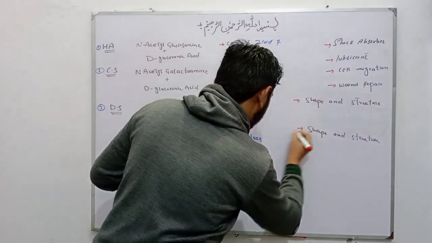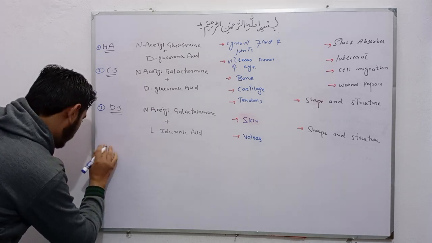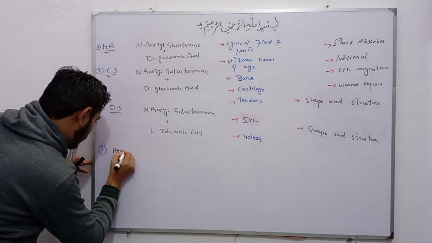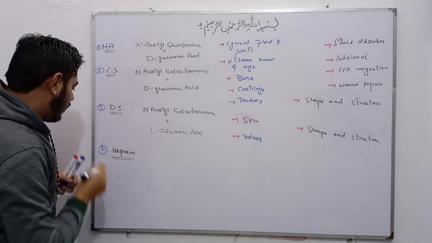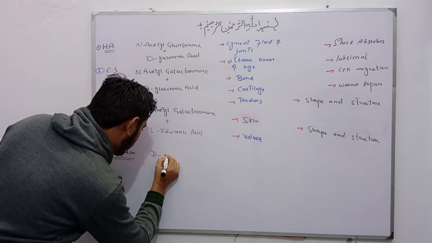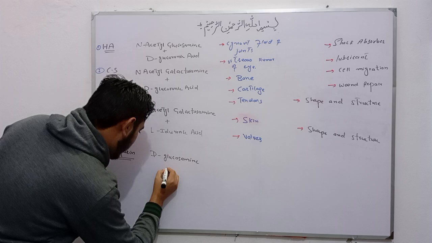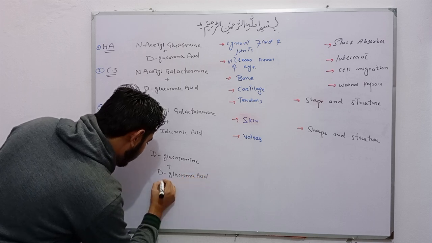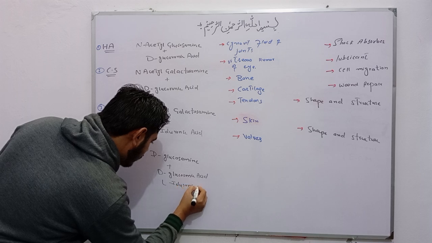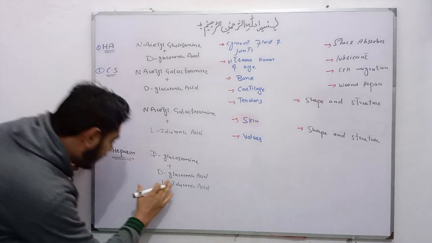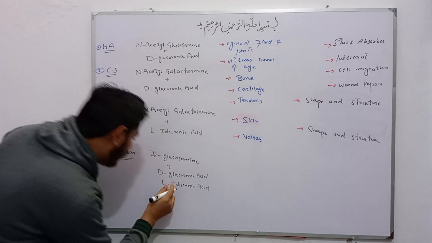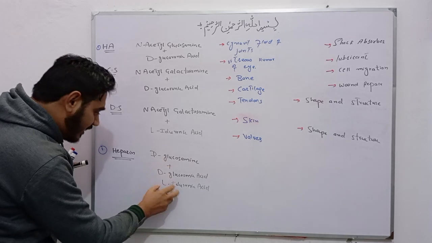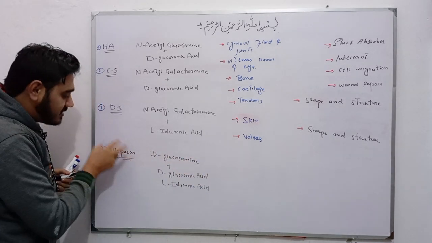Students, another one is heparin. This heparin is made up of D-glucosamine and it also contains D-glucuronic acid and L-iduronic acid. Students, D-glucuronic acid and L-iduronic acid both are present in heparin. Both uronic acids are present in heparin.